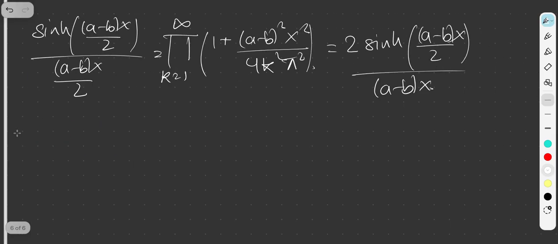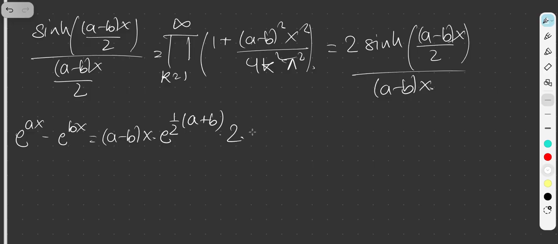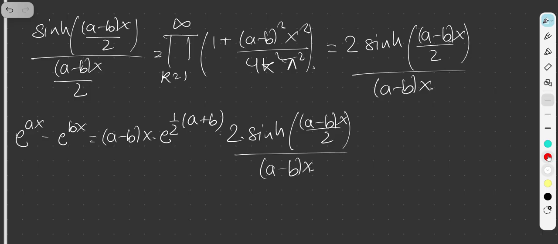So we have e to the ax minus e to the bx equals, we were having (a minus b) times x, e to the 1 over 2 times (a plus b), and we have 2 times hyperbolic sine of a plus, oh wait a second, I'm sorry, it's a minus b. Yeah, so it's (a minus b)x over 2 over your (a minus b) times x. And guess what?